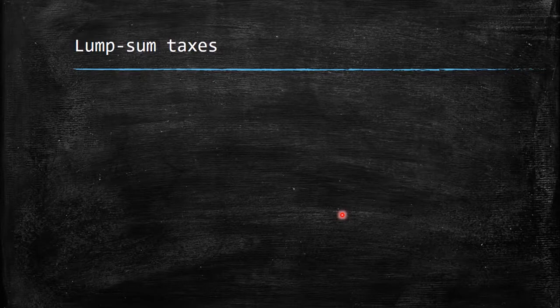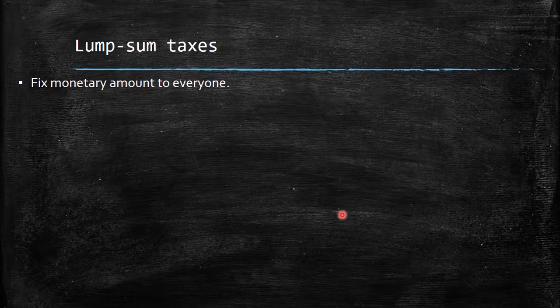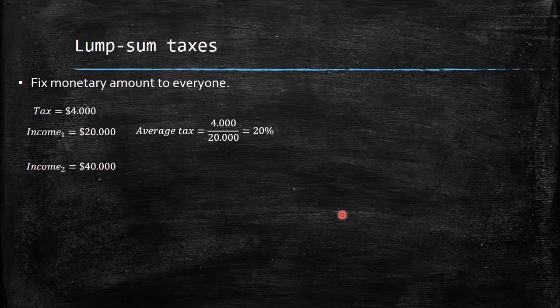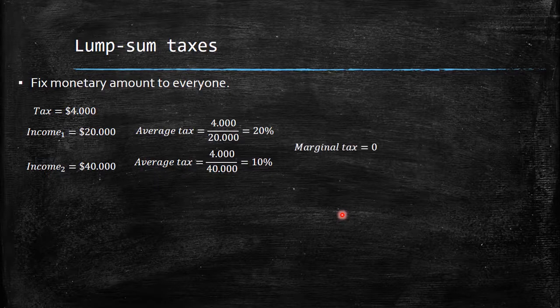There is another important type of tax which is really interesting. They are called lump sum taxes. They are basically a fixed monetary amount for everyone. For example, imagine that you need to pay $4,000. It doesn't matter if your income is 20,000 or 40,000. So at this time you will figure out that the average tax will be different for the people, because it will be 20% for the first guy and 10% for the other one. But what is more important here is that the marginal tax is 0.